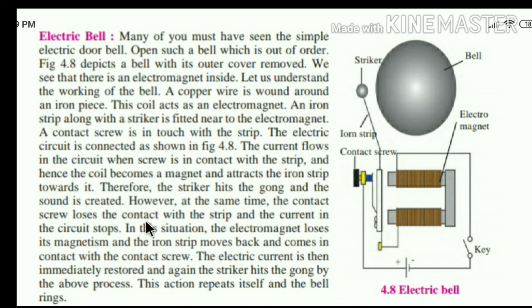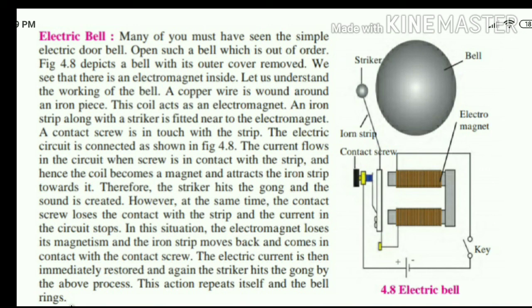So the screw loses contact with the strip and the current in the circuit stops. In this situation, the electromagnet loses its magnetism and the iron strip moves back and comes in contact with the contact screw. The electric current is then immediately restored, and again the striker hits the gong by the above process. This action repeats itself and the bell rings.